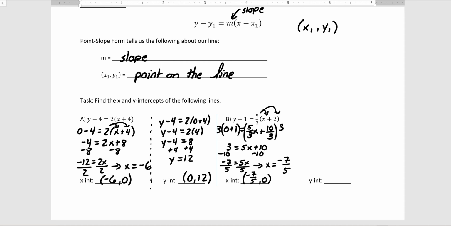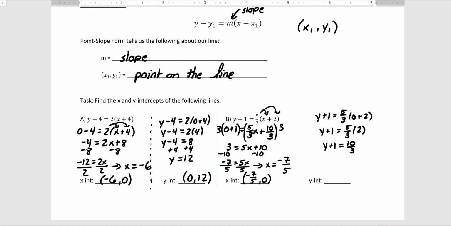Don't be afraid of fractions. Yeah, we can definitely get fractions here. All right, now for my y-intercept, I will set x equal to 0. So I'll have y plus 1 equals 5/3 times 0 plus 2. Now 0 plus 2 is just 2, so I'll have y plus 1 equals 5/3 times 2. Alright, so 5/3 times 2 is just 10/3.